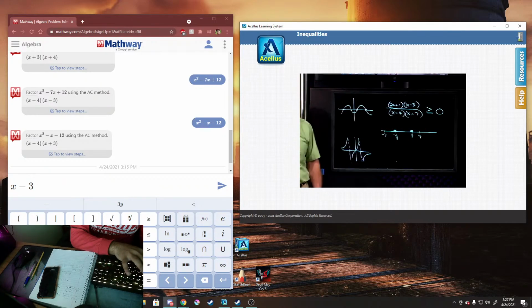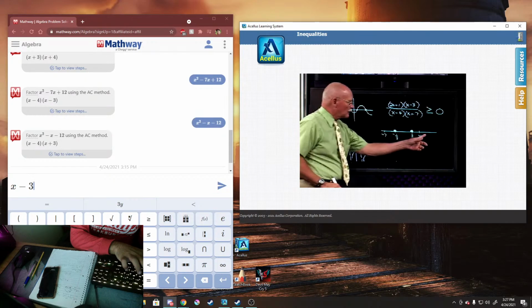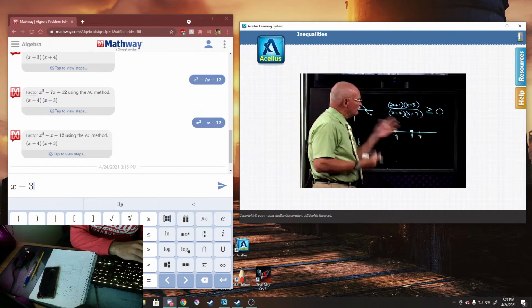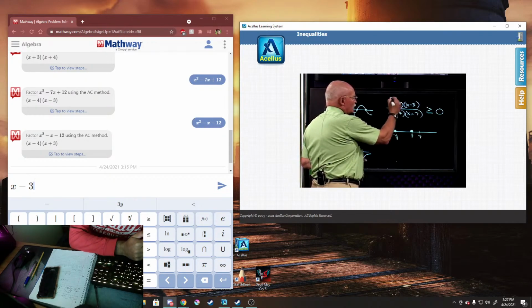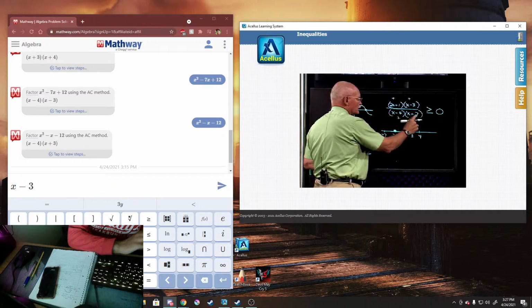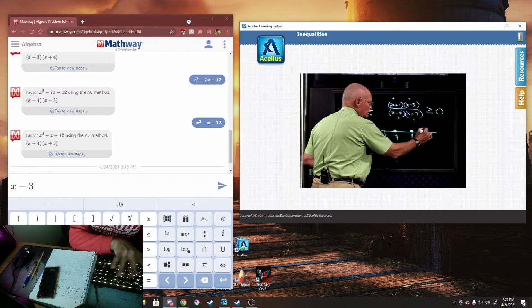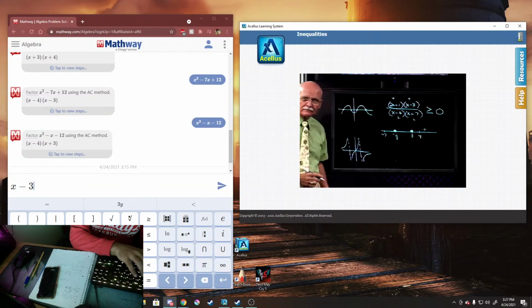Now I'm going to figure out where it's greater than 0. And we do it just like we did with the polynomial one. We test each interval. Let's start with 5. If x is 5, this factor would be positive. 5 minus 3, this factor would be positive. 5 minus 4, this one would be positive. 5 plus 7, this one would be positive. Out there to the right of 4, everything is positive.